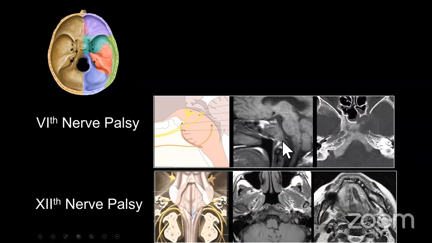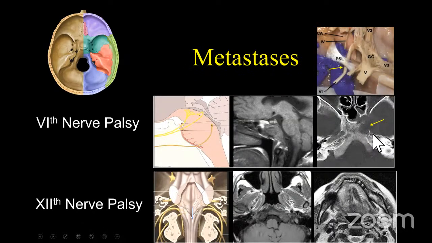Another example here, a patient with the sixth nerve palsy, we can see a metastasis involving the clivus. And this was a patient that ended up having a sixth nerve palsy, and we can see that there's actually erosion here of the lateral aspect of the clivus. And if you love the skull base like I do, this was Dorello's canal.